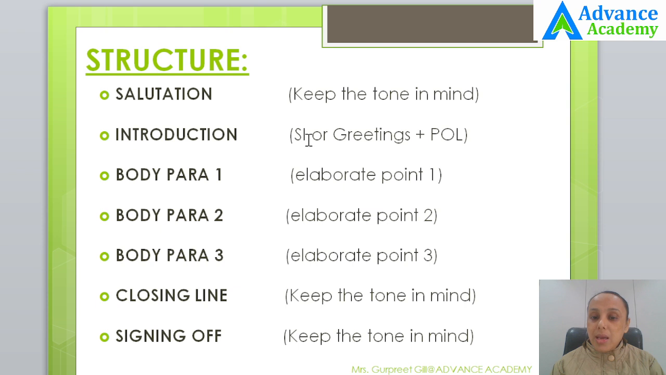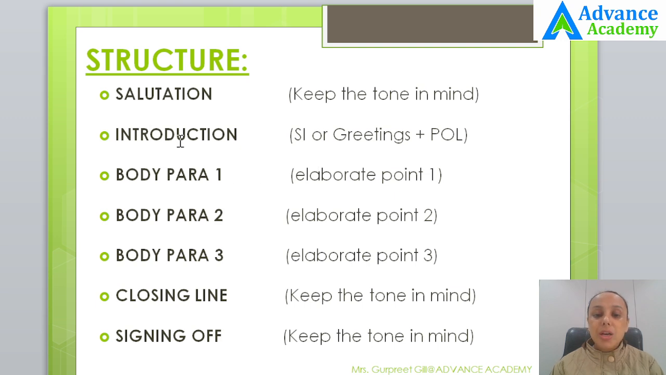And apart from this SI or greetings, the other thing that you have to write in the introduction paragraph is POL. What is POL? POL means purpose of letter. What is the purpose of letter? That is written in your question paper. For example, write a letter to complain, or write a letter to request, or write a letter to say thank you. Why are you writing that letter to that person? That is your purpose of letter. Over here also you have to keep the tone of your sentence structures according to the tone of the letter. The purpose of letter will be different for formal letters, semi-formal letters, and casual letters.